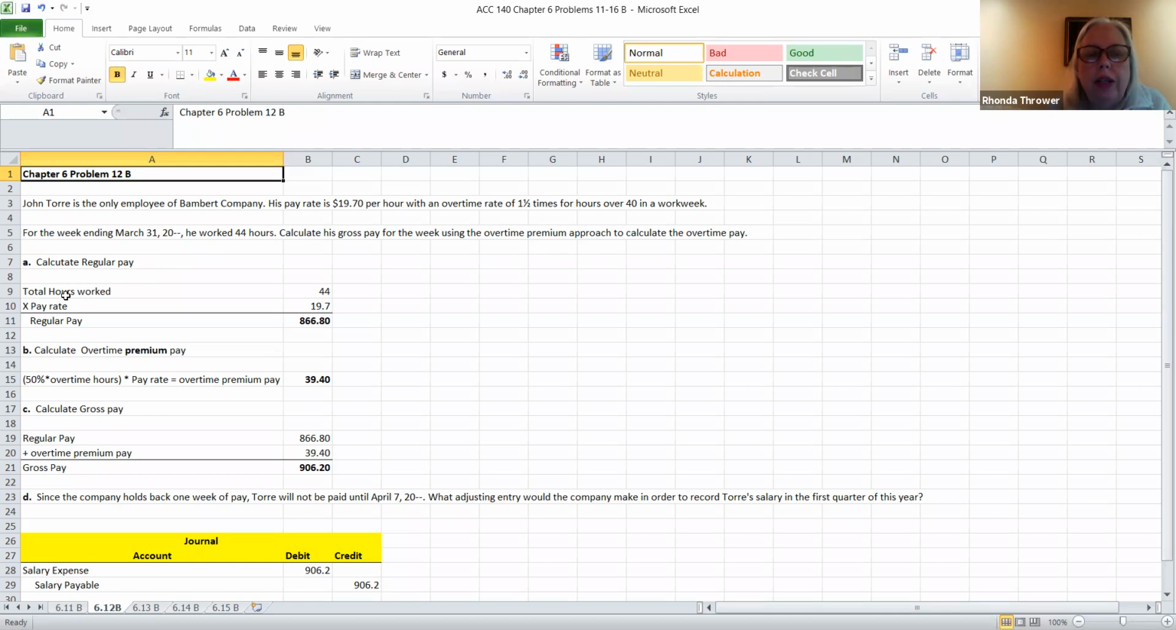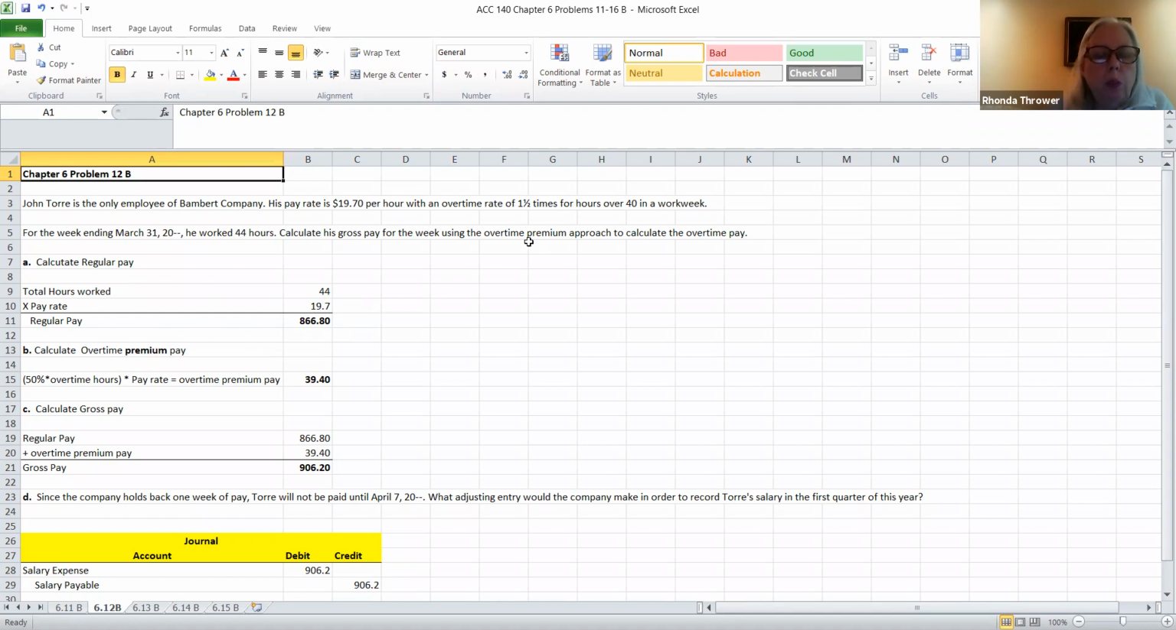To do that, we need to take the total hours worked, which was 44 in this case. He worked a total of 44 hours. We're going to multiply that by his hourly pay rate. When we multiply that, that will give us his regular pay. So his regular pay is $866.80. In part B, they want you to calculate the overtime premium pay.